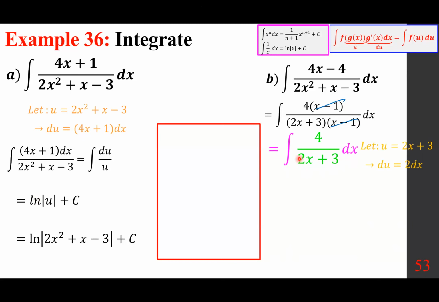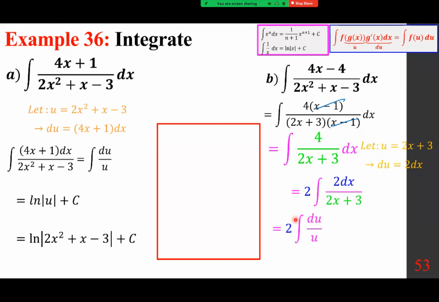So the top is 4 times dx, but you can say 2 times 2dx. Why do we put that? Because clearly now the top is du, the bottom is u. And these two, whether you put it in or out, it makes no difference. It's just a multiplier, just a coefficient. And this is basically the same as this one. It's a natural log. And again, you want to keep the absolute value because the expression 2x plus 3 can be positive or negative.